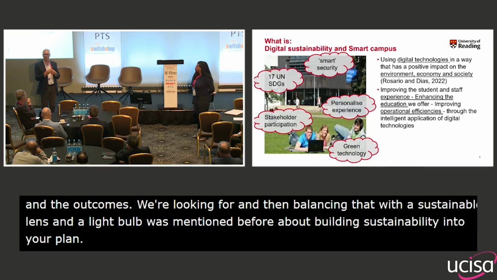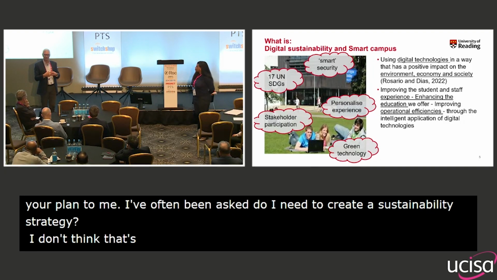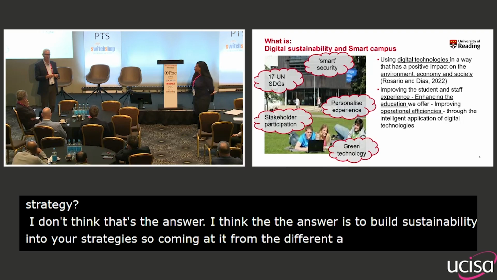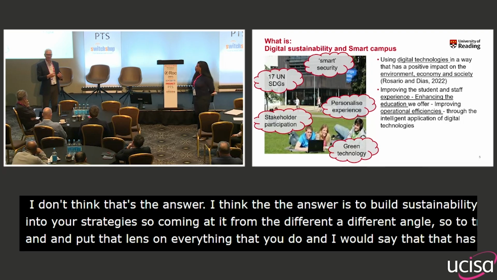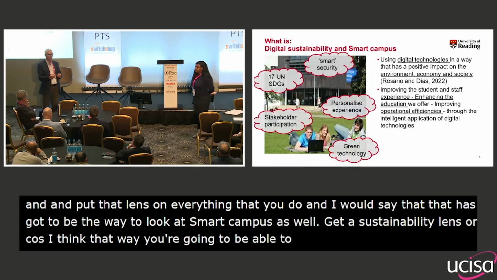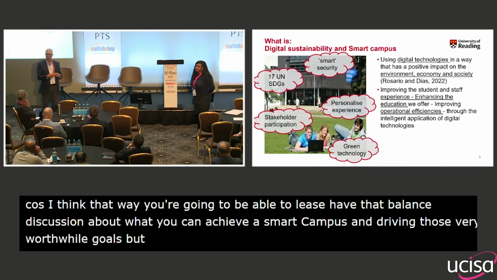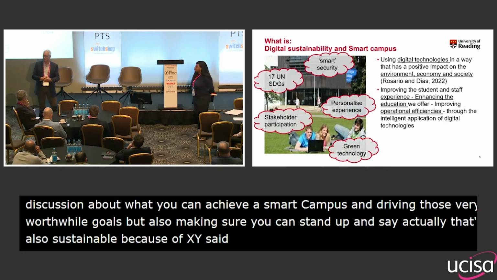To me, I've often been asked, do I need to create a sustainability strategy? I don't think that's the answer. I think the answer is to build sustainability into your strategies, so coming at it from a different angle, to try and put that lens on everything that you do. And I would say that has got to be the way to look at Smart Campus as well. Get a sustainability lens on it, because that way you're going to be able to at least have that balanced discussion about what you can achieve with Smart Campus and driving those very worthwhile goals, but also making sure you can stand up and say, actually, that's also sustainable because of X, Y, Z, or we're making that trade-off, if that makes sense.